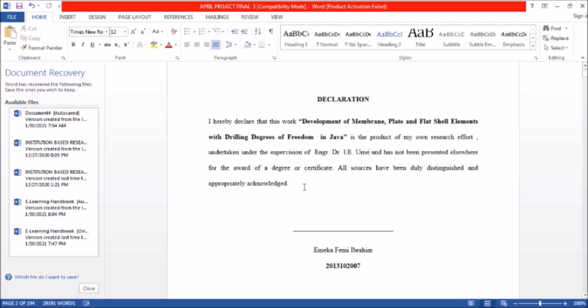So this is where the researcher is expected to sign. You can see here Emeka Femi Ibrahim with his registration number. You sign.